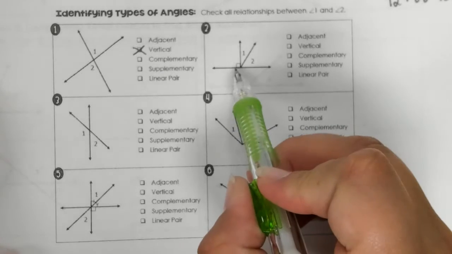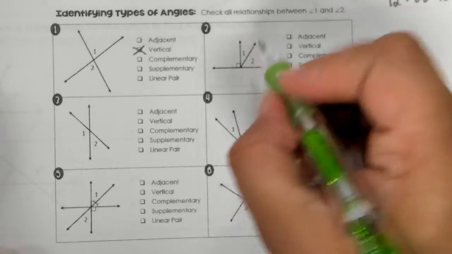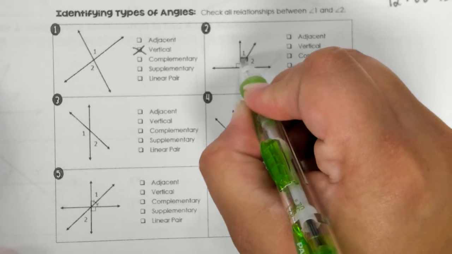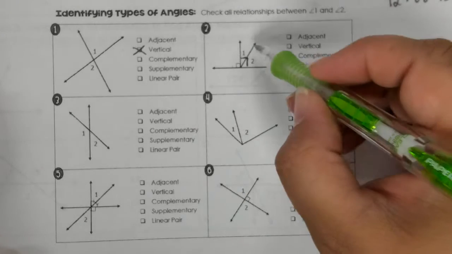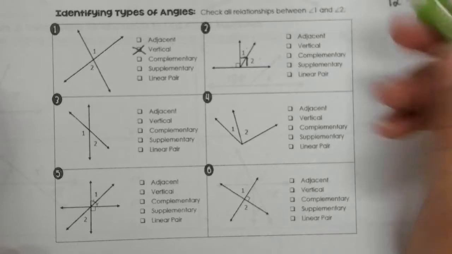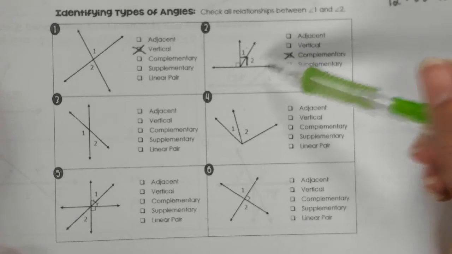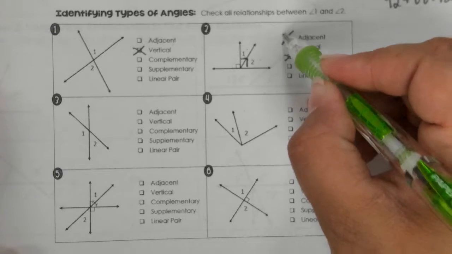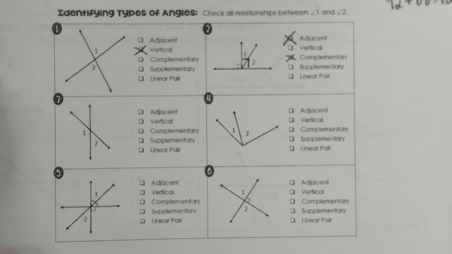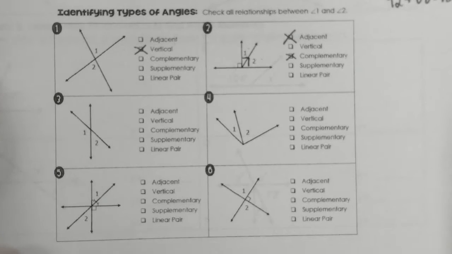Number 2, if this is a 90-degree angle here, then this side is a 90-degree angle. So angle 1 and angle 2 would add to 90, which is complementary. These two angles are also right next to each other, so that is adjacent. Okay, and it wouldn't apply to anything else.